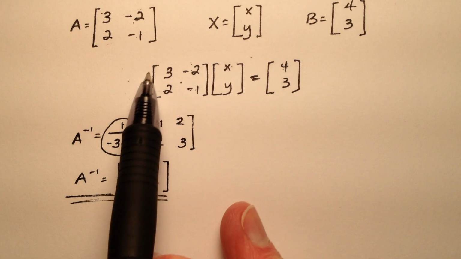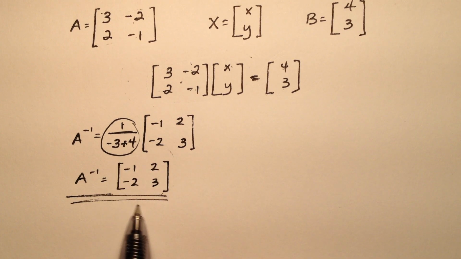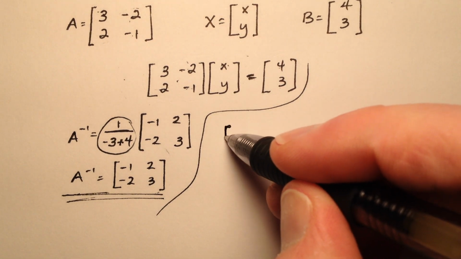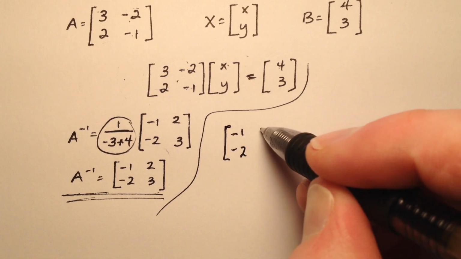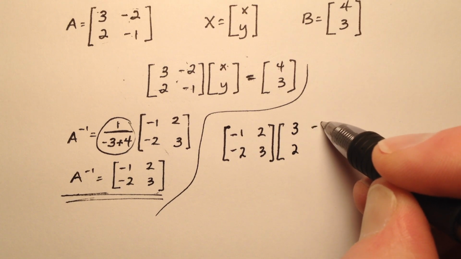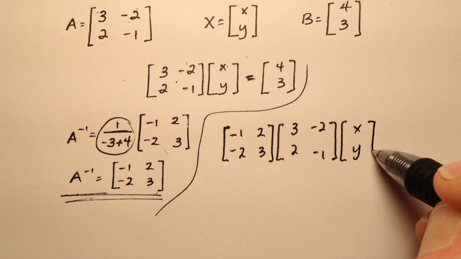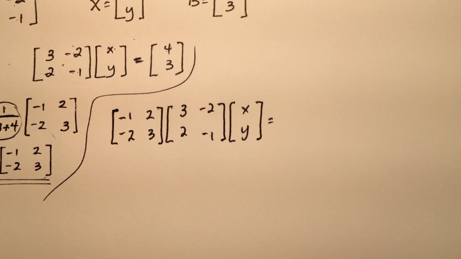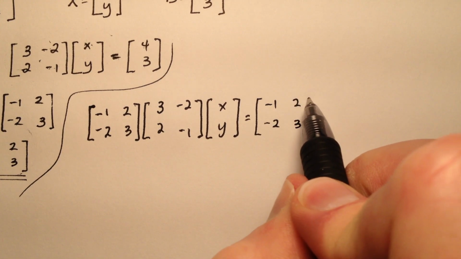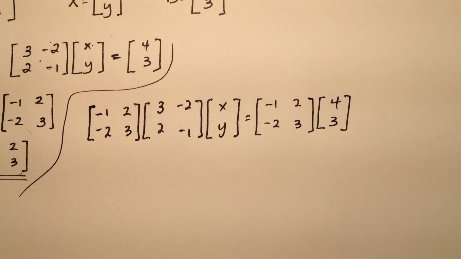So I'm going to take both sides of this equation and multiply on the left by this matrix right here. Let's see what that's going to look like. I'm going to set it up: -1, -2 with my 2, 3, and then I'm going to rewrite the rest of this stuff. And now that equals, so I'm going to multiply it on the left again, and I'm multiplying it by my constant matrix here.